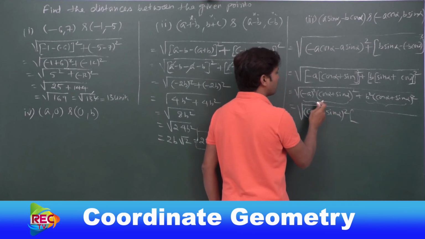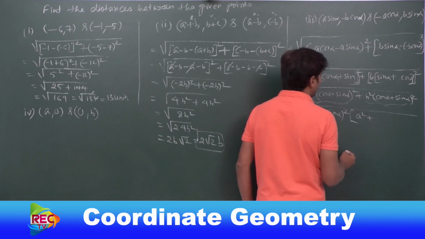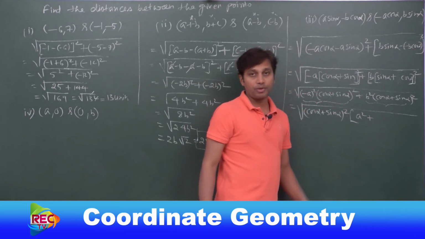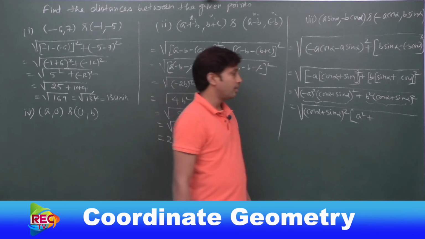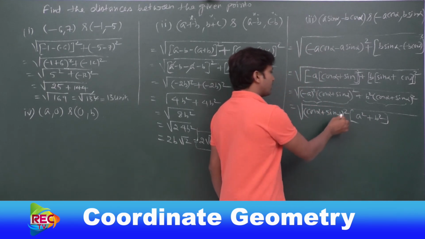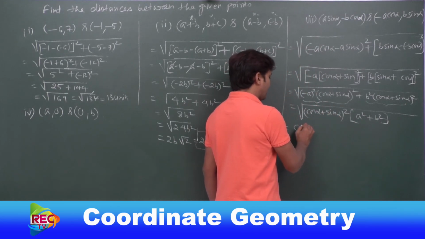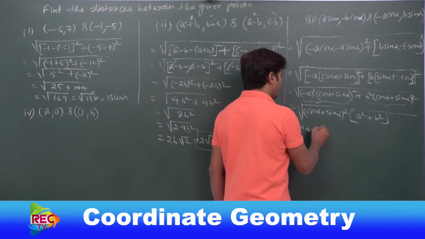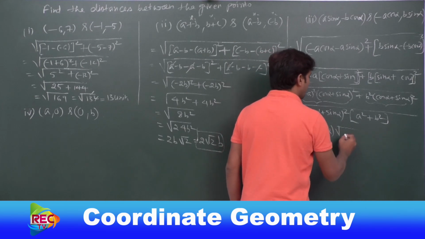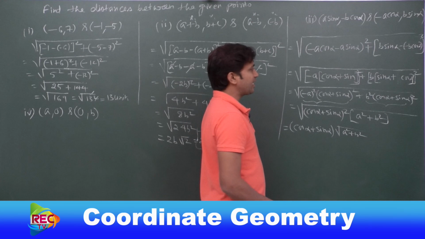When it was taken common, minus a whole square would be a square only, as I said before. When power is even, the result will be positive only, even for a negative base. Now this would be your b square. Since it has a square, we can pull this out. So we can write this as cos alpha plus sin alpha into under square root a square plus b square. So that's it. It is maximally simplified.